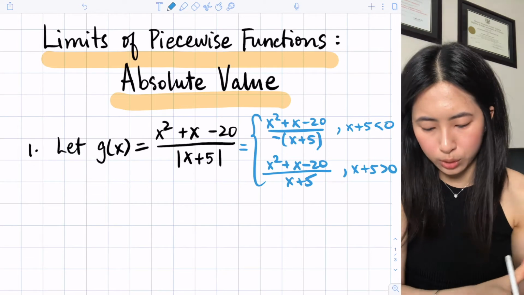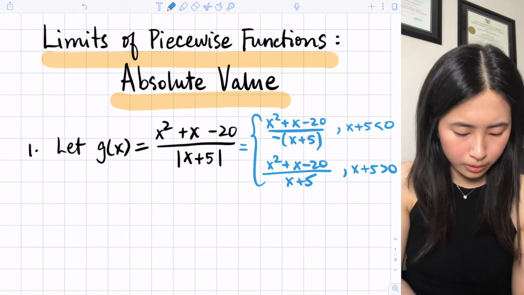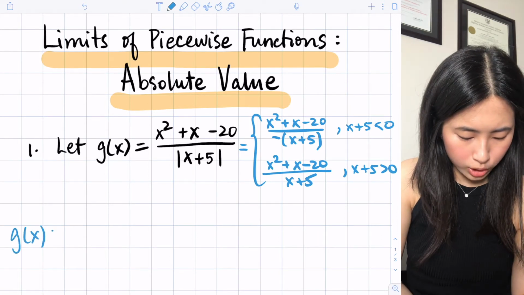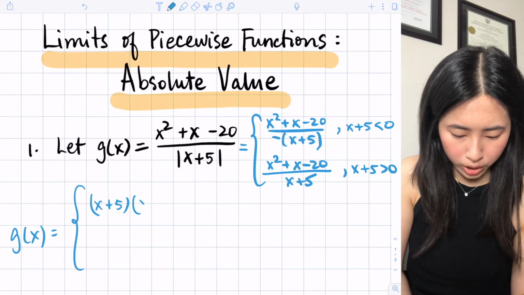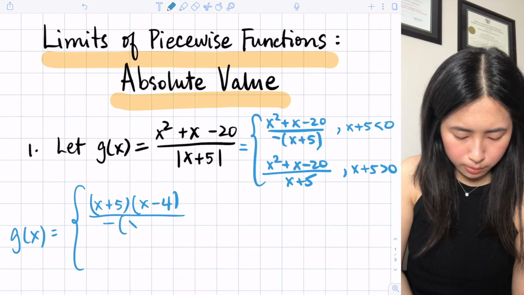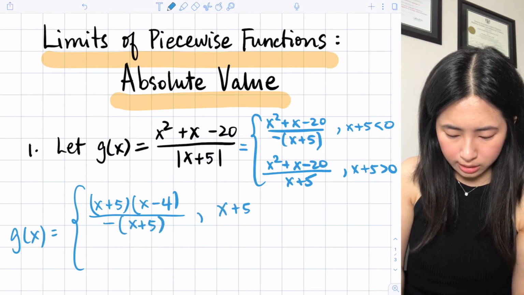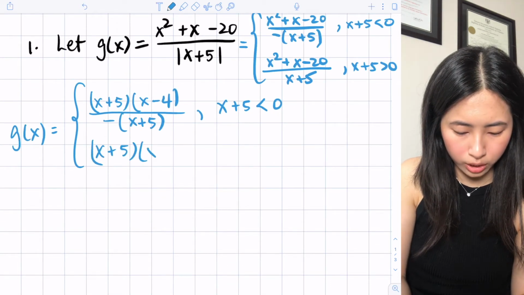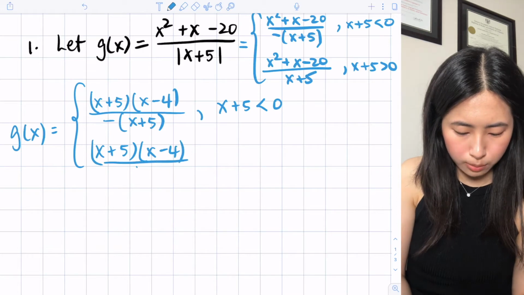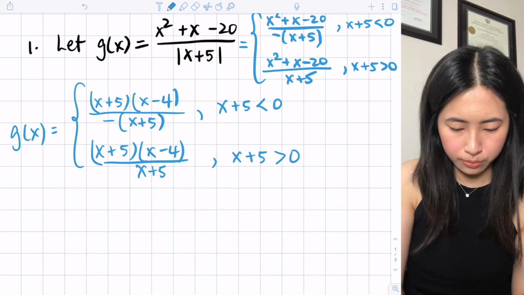Now, because we're able to reduce the terms by factoring our numerator, we're going to go ahead and do that. So we would have g of x equal to x plus 5 times x minus 4, over negative times x plus 5, when x plus 5 is less than 0. On the other hand, we have x plus 5 times x minus 4 over x plus 5, when x plus 5 is greater than 0.